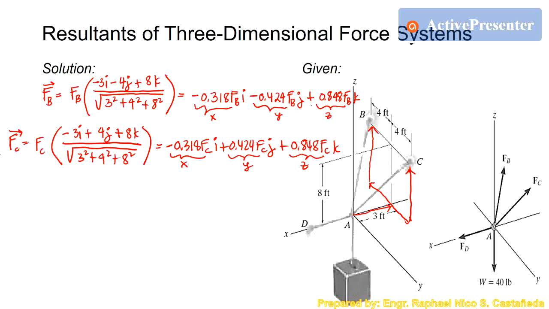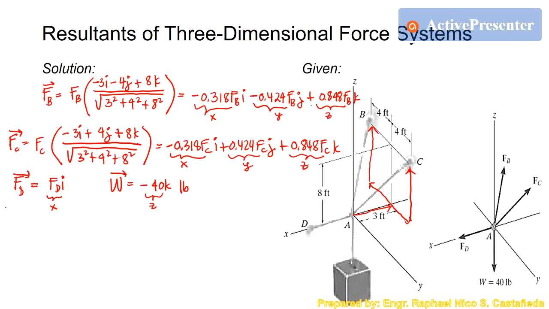For FD, it is already in the direction of the positive X axis, so there will be no Y and Z component. FD is just FD times i, and the magnitude of the X component is FD already. Then for W, in vector form, we have 40 pounds directed downward, which is opposite to the positive Z axis, so that is negative 40k pounds.